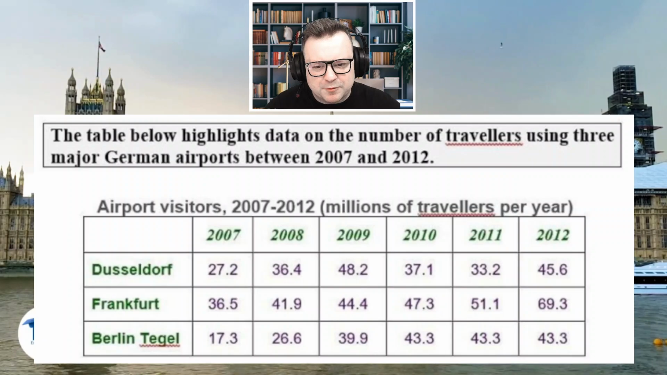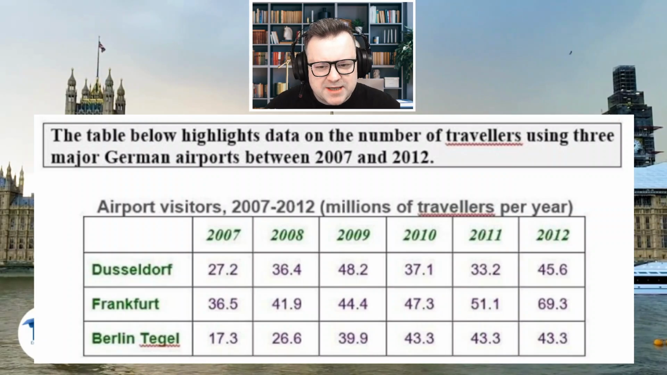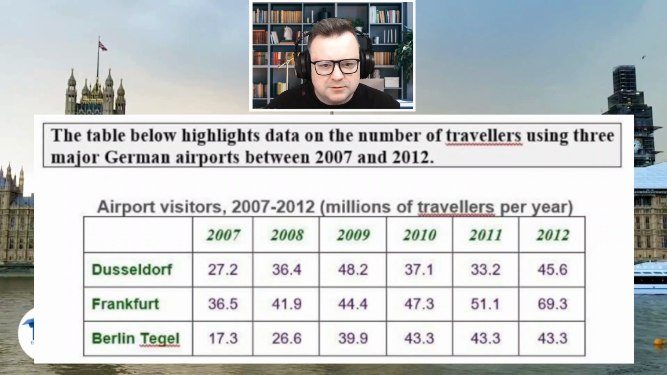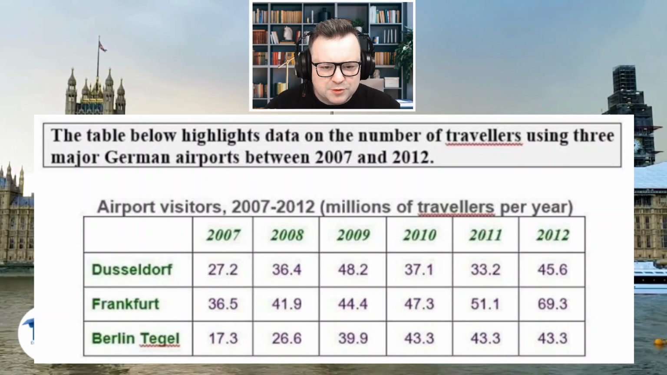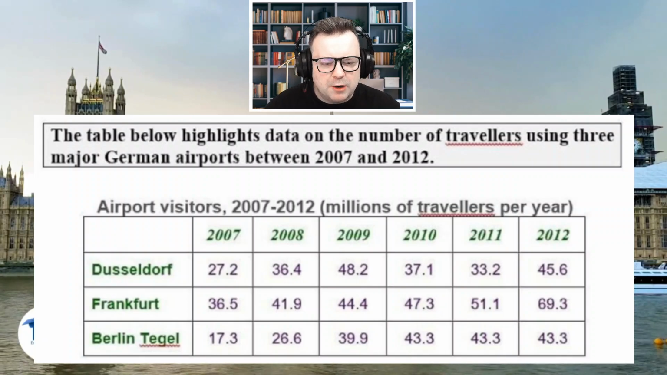Where at the beginning of the period, Dusseldorf was the second most popular airport in terms of travellers. But then from 2010, Berlin became more popular and now they are approximately the same. So I think that would be the key feature 2 that I would talk about.